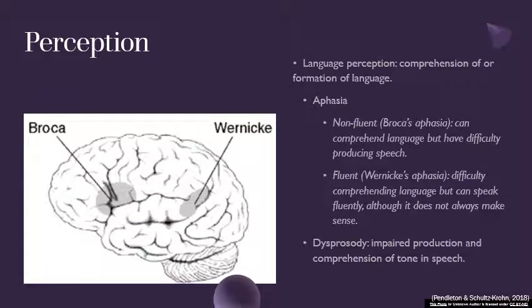Language perception is the ability to comprehend and form language. Aphasia is a language impairment. Within aphasia, there are several different types. Two of the more common are non-fluent, also known as Broca's aphasia, and fluent, or Wernicke's aphasia.